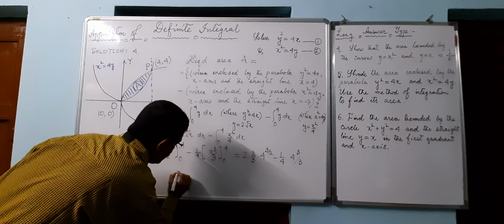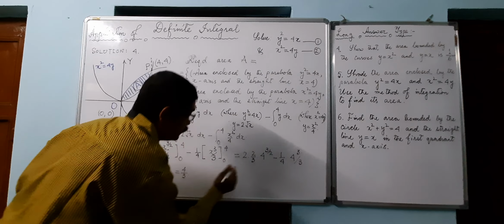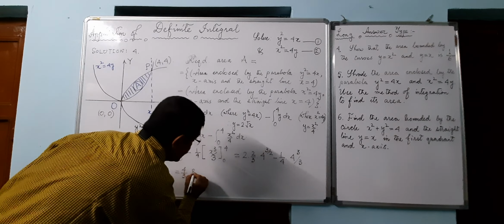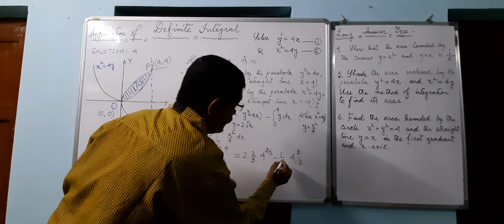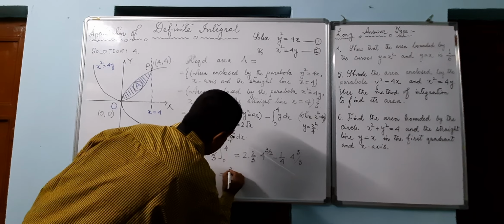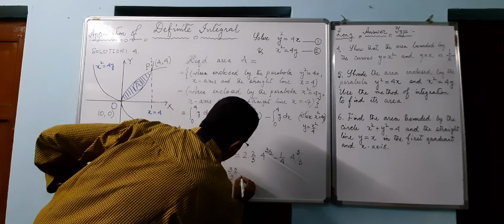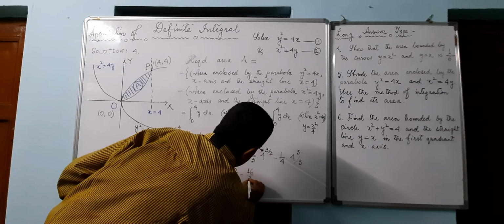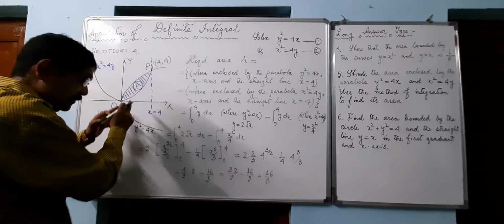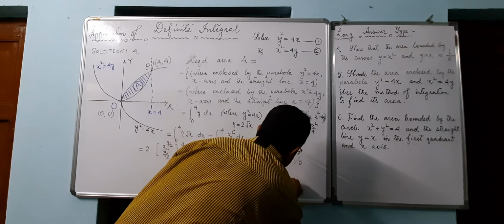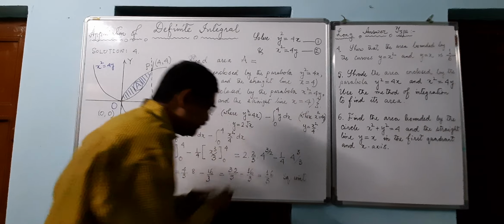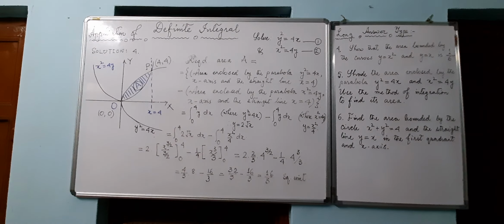So 4 by 3 into the square root of 4, which is 2, 2 cube means 8, minus 16 by 3. Actually we get 32 by 3 minus 16 by 3, and finally the required area of this shaded portion is 16 by 3. Since this is an area, it should have a unit, and this is 16 by 3 square unit, and that ends the problem.